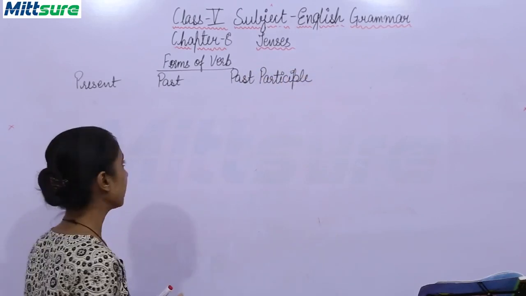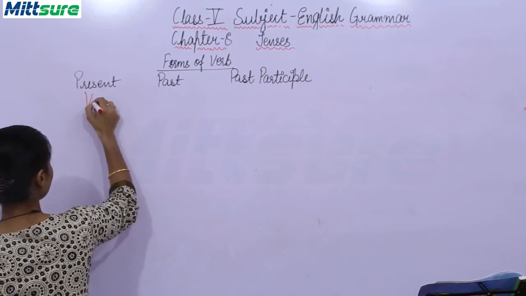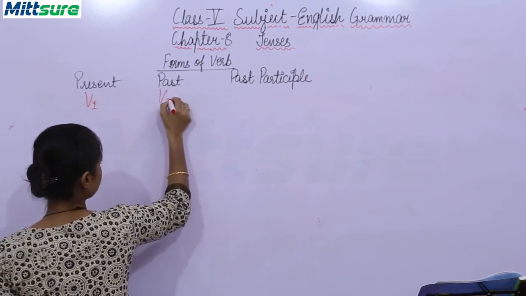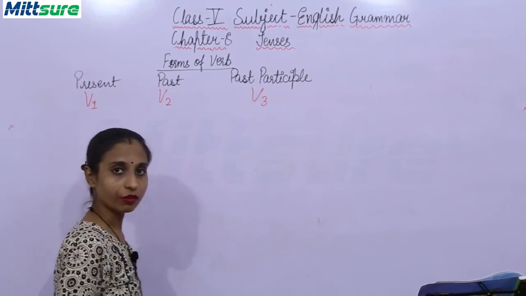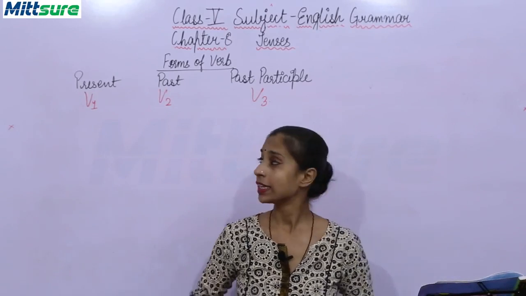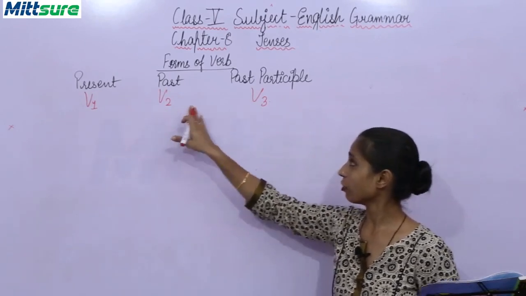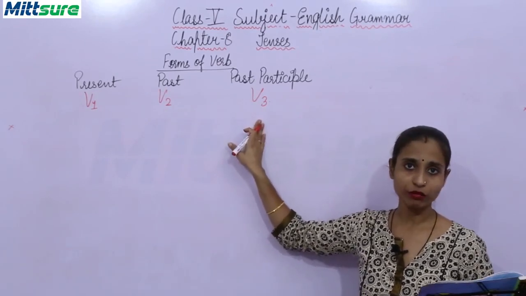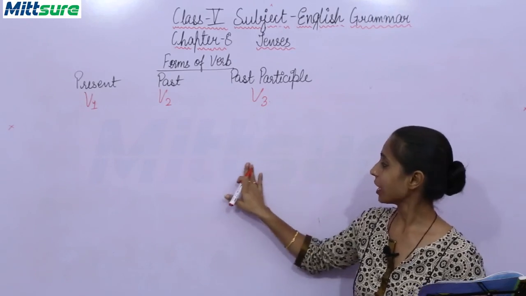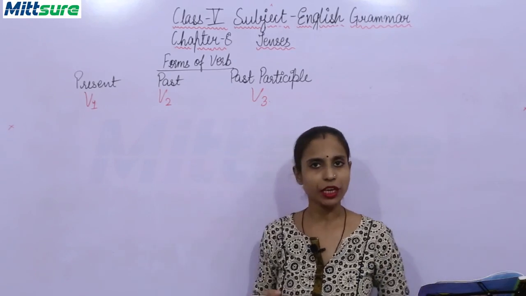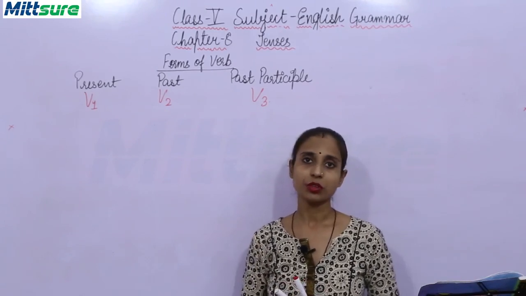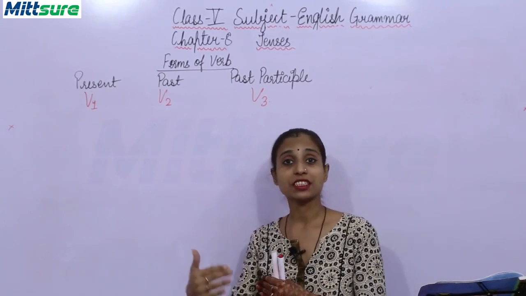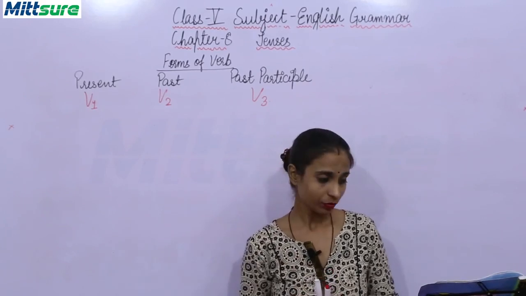We can say that this is the first form of verb, this is the second form of verb, and this is the third form of verb. All right? First form, second form, and third form of verb. Now, I will give you a few examples from which you can come to know how we change the form of verb.